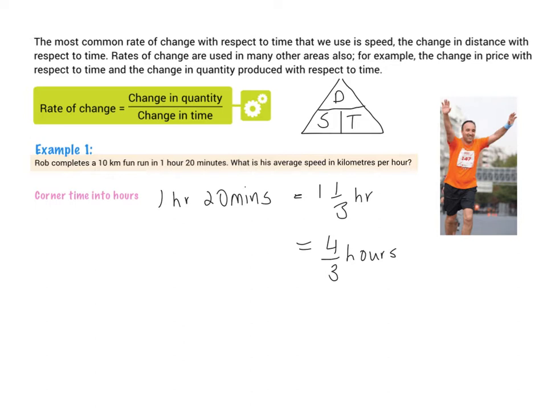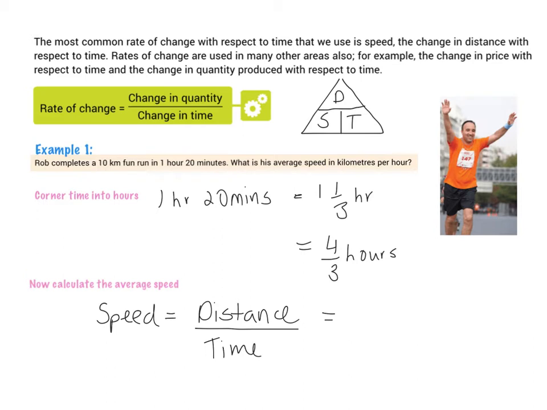So now we need to calculate his average speed. And the formula for that is speed is distance divided by time.